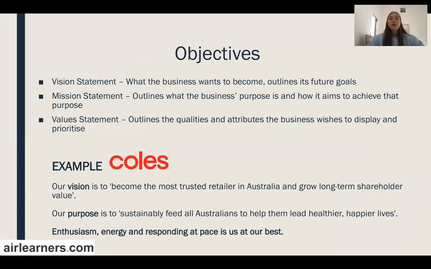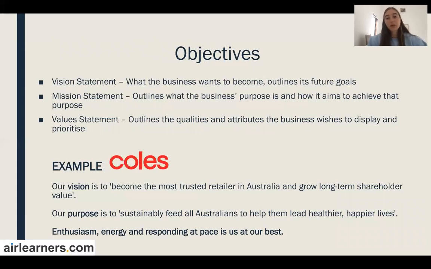The next little bit of the business objectives topic that you need to know is your vision, mission, and value statements. These aren't very important, but it's good just to have a definition of each in your notes. Sometimes they do come up, but quite rarely. So the vision statement is what the business wants to become, and it outlines its future goals.